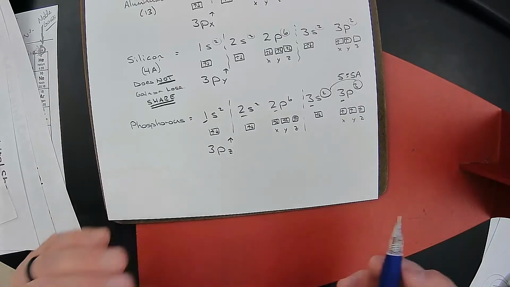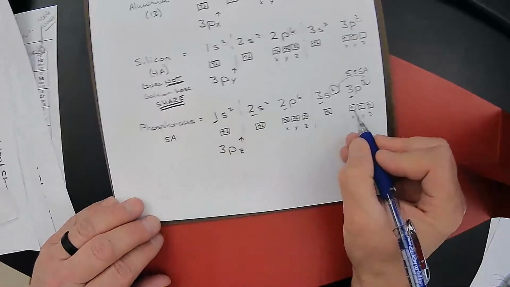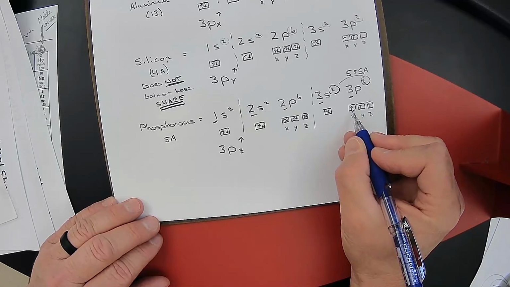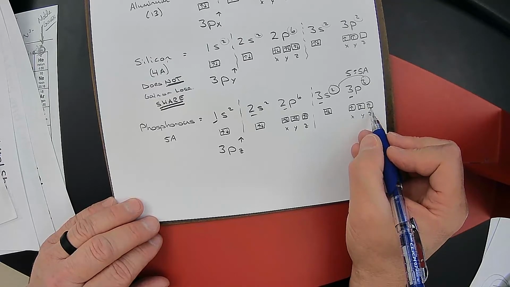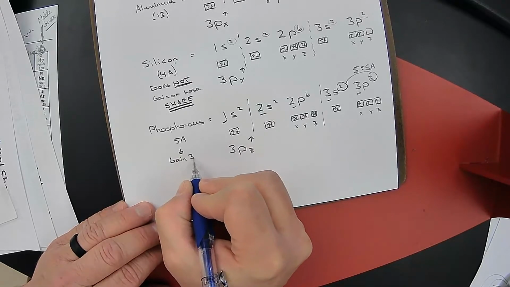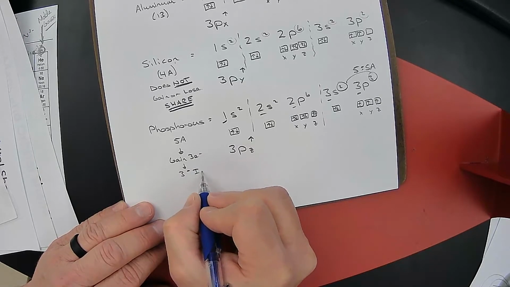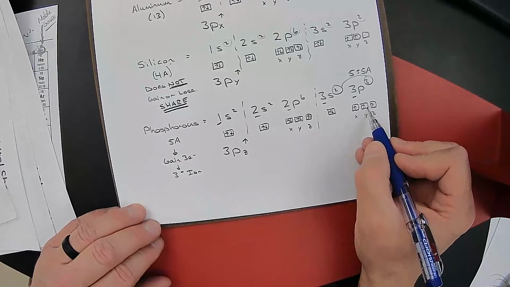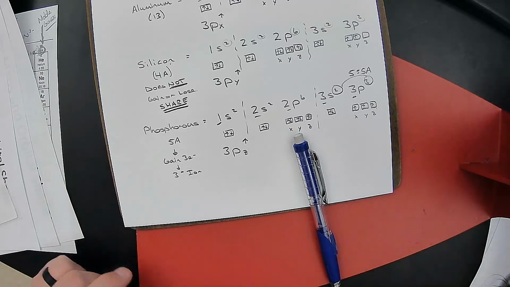The 3pz up electron. What is phosphorus going to do? Because it's in column 5A, it wants to find one electron for the 3px, one for the 3py, one for the 3pz. So it wants to gain 3 electrons to become a 3 minus ion and put those electrons in the 3px, 3py, 3pz orbitals. Phosphorus.